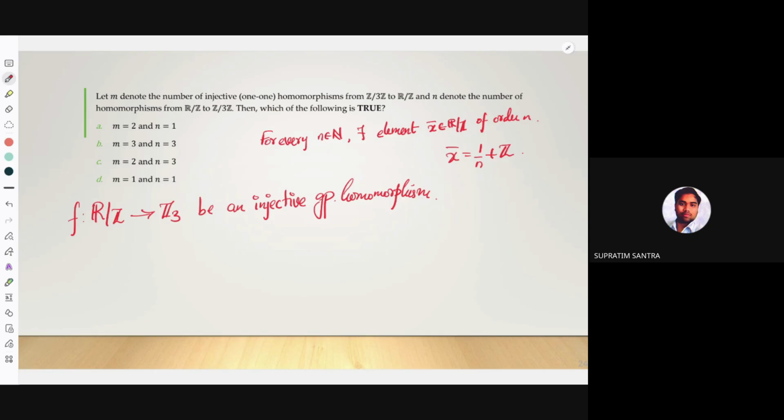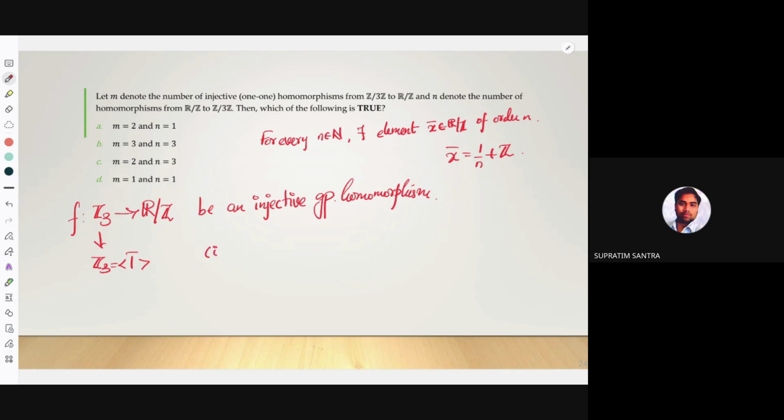Anyways, coming back to this. f from Z mod 3, that is Z3, to R mod Z is an injective group homomorphism. Sorry for the confusion. So again, this is cyclic with generator 1 bar. Yeah. So it's again enough to see the images of 1 bar.